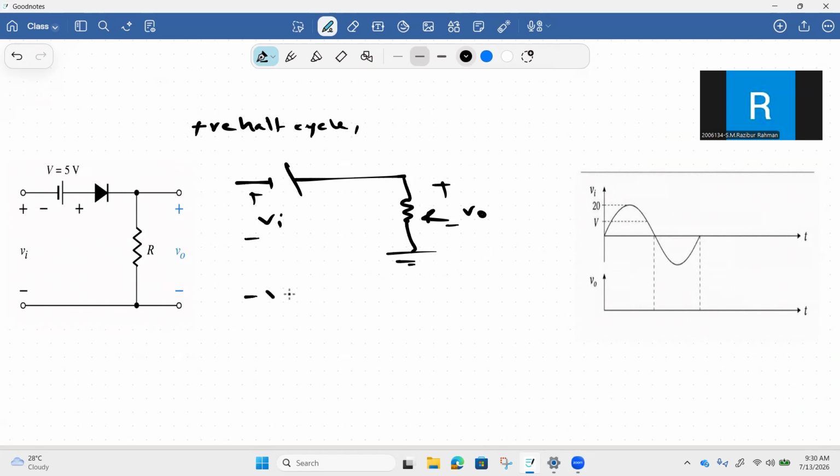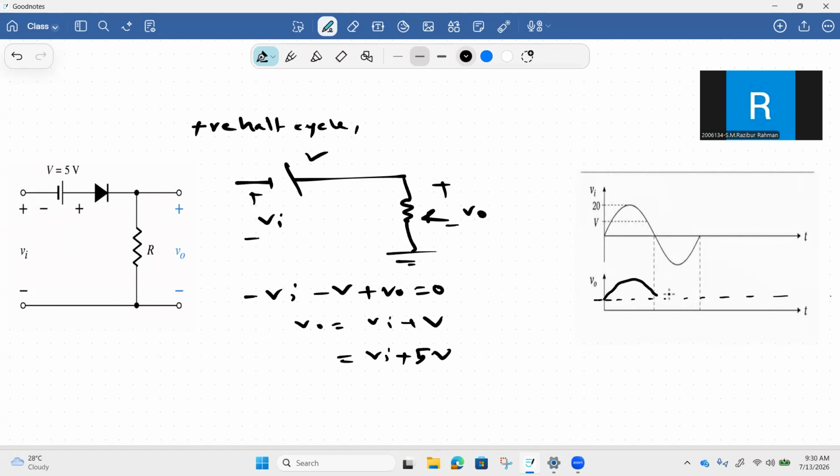This is the input voltage. Applying KVL, we can show that output voltage will be input voltage plus V. So the output voltage will be shifted by an amount V, where V is given as 5 volt here. So during the positive half cycle, the output voltage will be shifted by 5 volt from the input voltage.